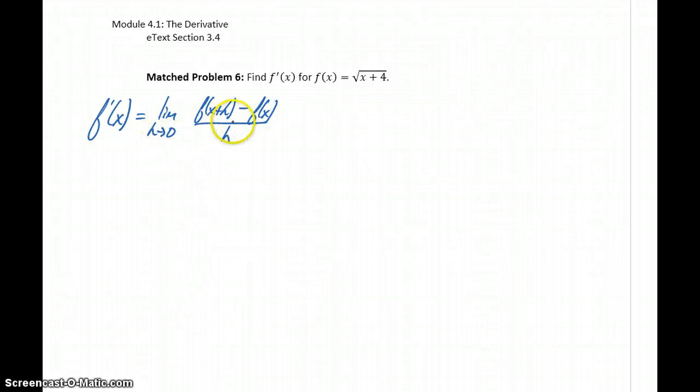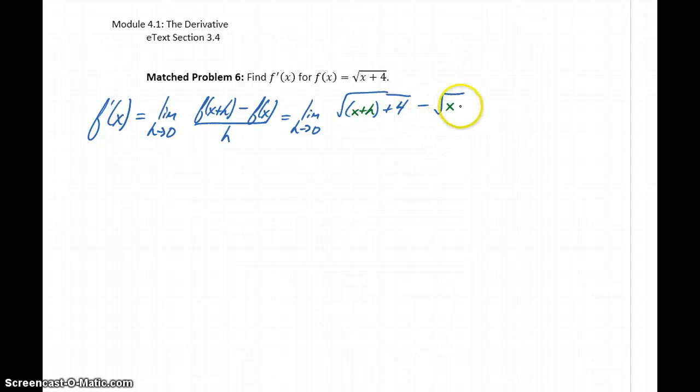So we're starting with the limit as h approaches 0 of this difference quotient. That's going to be the limit as h approaches 0 of the square root of x plus h plus 4 minus the square root of x plus 4, all over h. When we talked about limits, we saw a problem that was similar to this one.